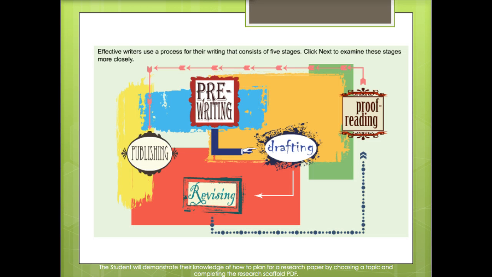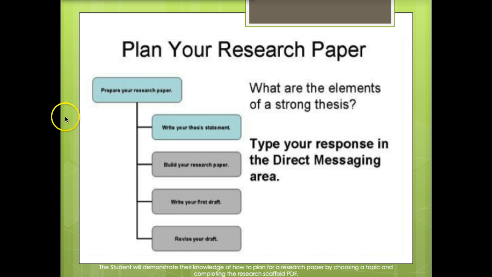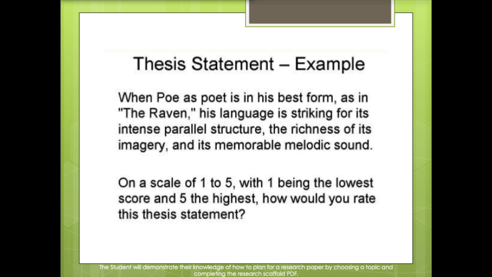All right, so this is kind of a little visual, and so pre-writing is where you start, and then you go to drafting, and then you kind of go to revising, and then you go to proofreading, and then publishing. But when you plan your paper, make sure you think about these things. You prepare by figuring out your topic, write your thesis, build your research by finding the information and the evidence, then you write your first draft, then you revise it.